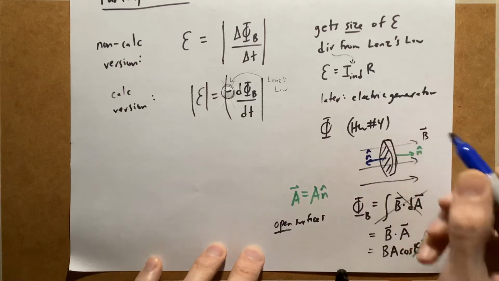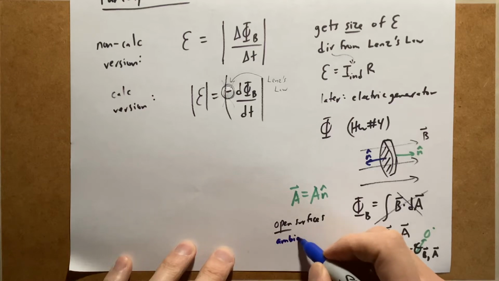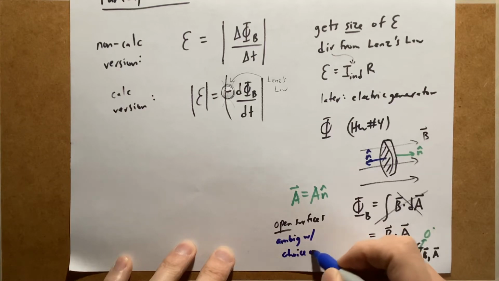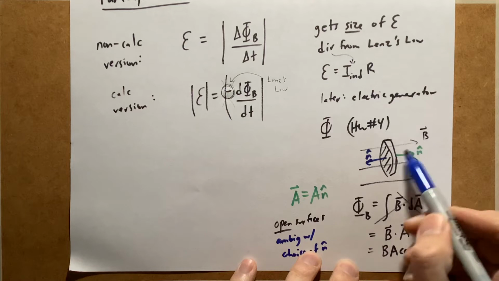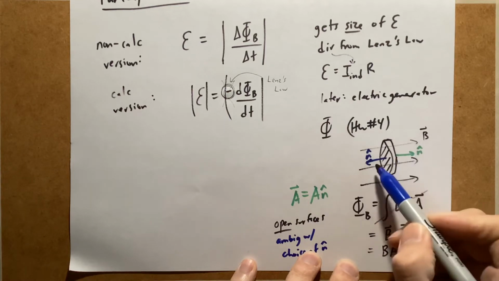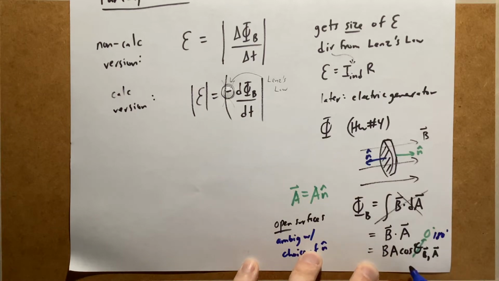So this is the other choice. For open surfaces, there is an ambiguity with the choice of the normal vector, and so there will be a sign ambiguity. If instead we chose that this was the normal, then the magnetic field and the normal are 180 degrees apart, and cosine of 0 is +1, but cosine of 180 is -1. So that does introduce an ambiguity of sign. With the one choice, it'd be +1 here. The other choice would be -1.